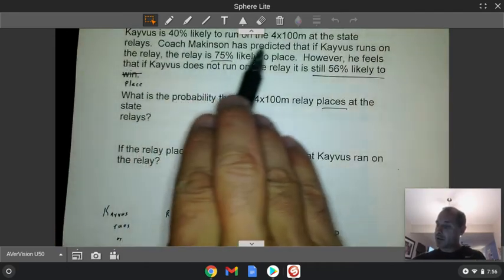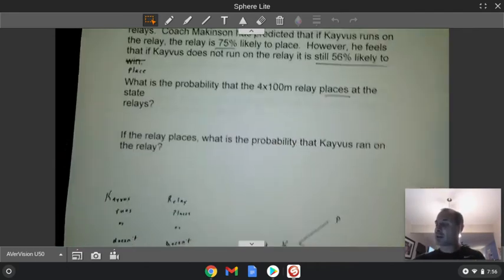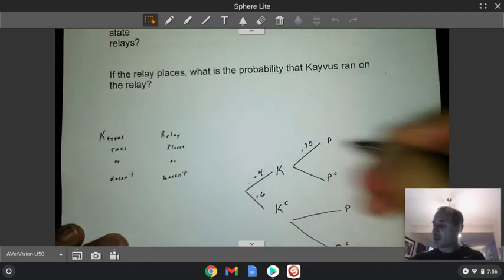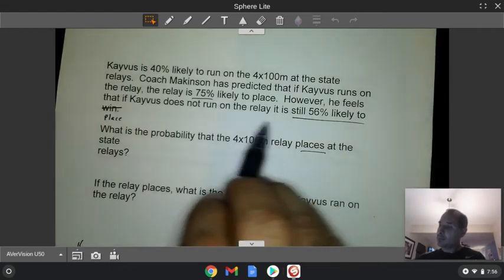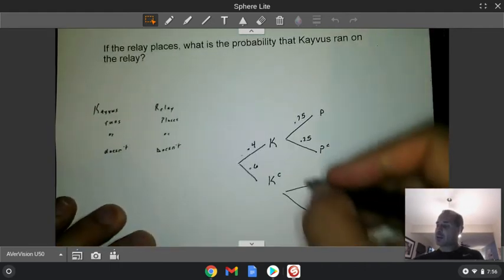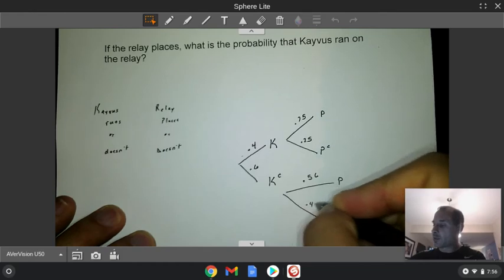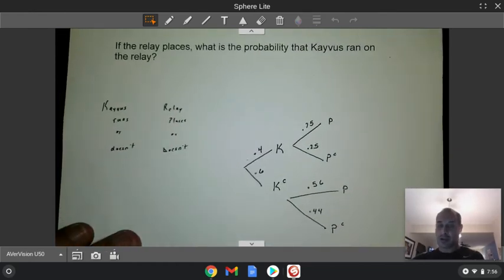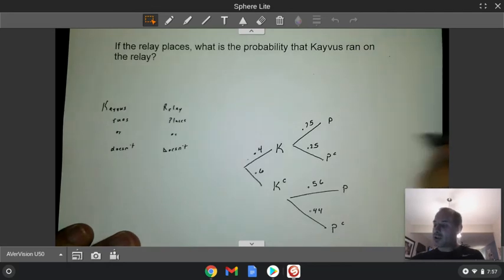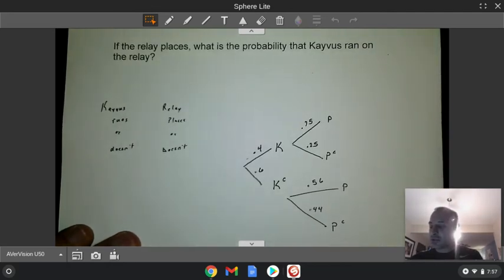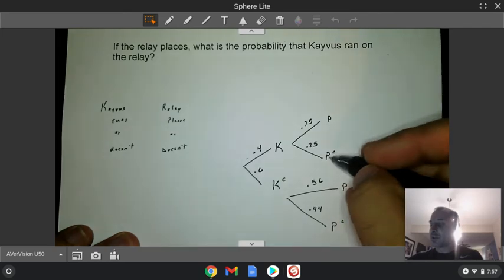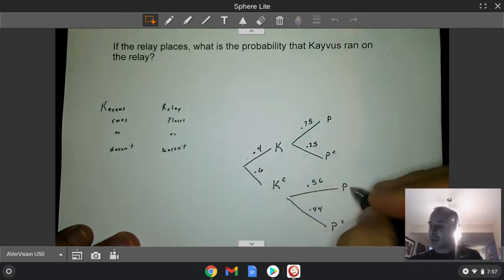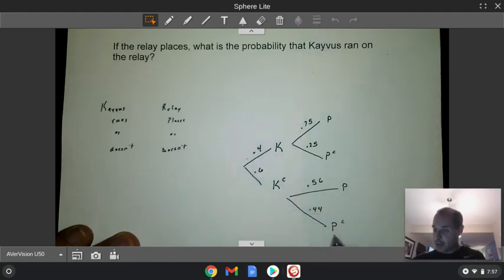Going back here, Mackinson has predicted that if Cavis runs on the relay, it is 75% likely to place. So if he runs, 75% likely to place, which means 25% likely not to place. If he does not run on the relay, 56% likely to place, which means 44% likely not to place. So there's a nice probability tree. What's nice about this probability tree is that now I can determine the probability of any of the four events occurring: Cavis runs and the relay places, Cavis runs and the relay does not place, Cavis doesn't run and the relay places, Cavis doesn't run and the relay does not place.